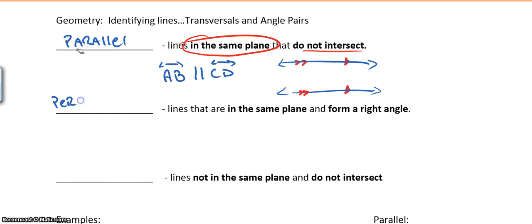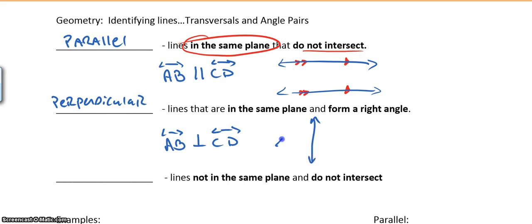Now, the next word we got is perpendicular. Oh, can't spell. Perpendicular. Now, perpendicular lines are also lines in the same plane that cross to form a right angle. So they intersect to form a right angle. So the notation we use here is AB is perpendicular to CD. So what that looks like in a diagram is they cross exactly at a 90-degree angle or right angle, and to indicate that on the diagram we put a little square there. So that would indicate perpendicular.